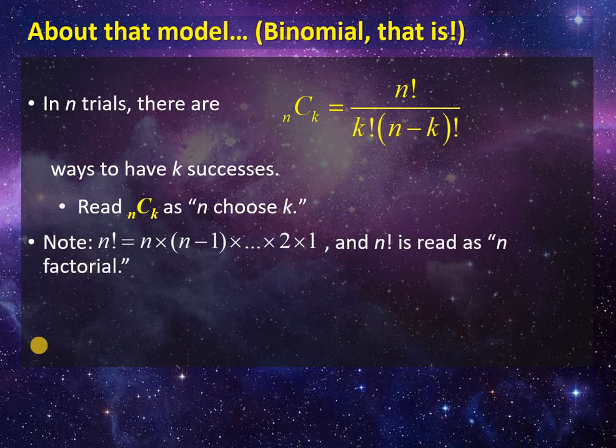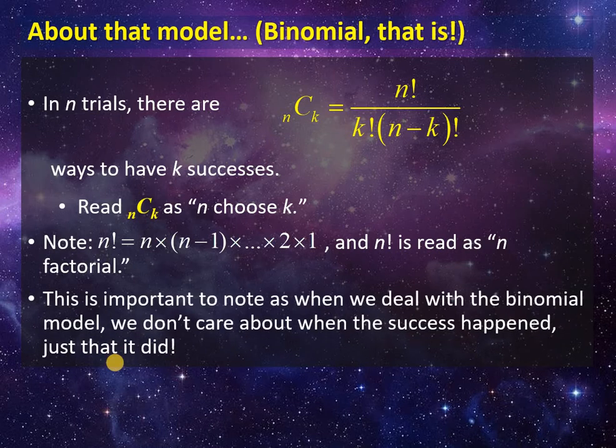I do want to make sure that you understand that n factorial is not n. In math, that's not an exclamation point, that's a factorial. It's not an excited n. It's n factorial, which means start multiplying all the way down until you get to 1. And again, because when we're talking about binomial, I don't care when I got those shots. I don't know when I'm making 10 free throws. I don't care when the 3 successes occurred. I just want to know the probability of getting 3.